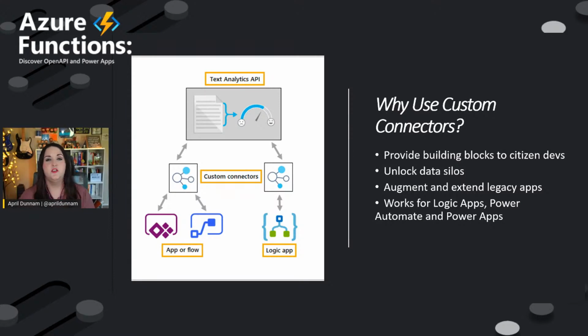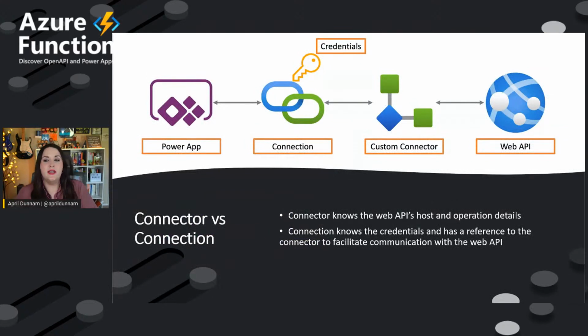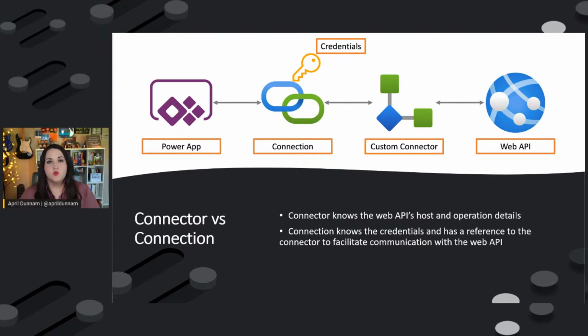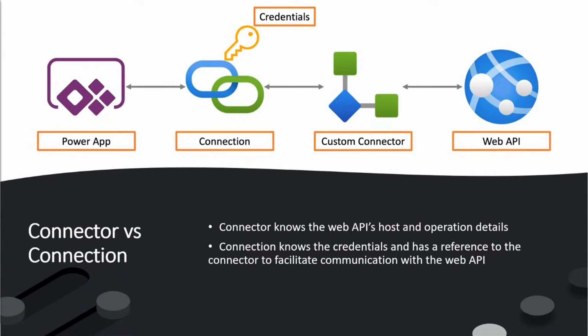You build it once, and you can use it across all of those. When we talk about connectors, it is important to understand the difference between a connector and a connection. The connector is what knows about the web API's host and the operation details. The connection, on the other hand, is what we use to know the credentials and has a reference to the connector that facilitates the communication with the web API.